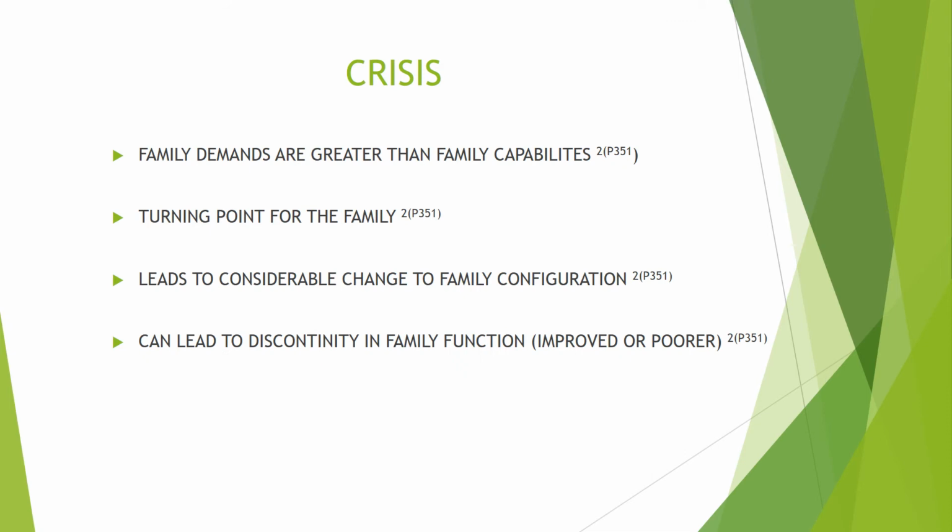As shown in the previous slide, crisis is in the middle of the adjustment and adaptation phase. In crisis, family demands are greater than the family capabilities. Usually it's the turning point for the family. It leads to considerable change to family configuration, and it can lead to discontinuity in family function to become either improved or poor.